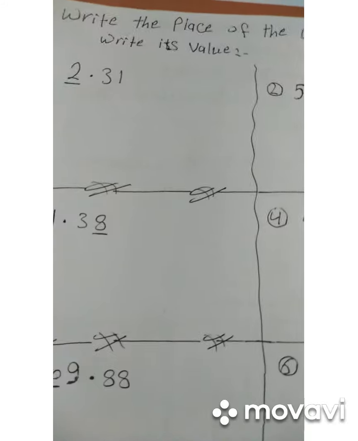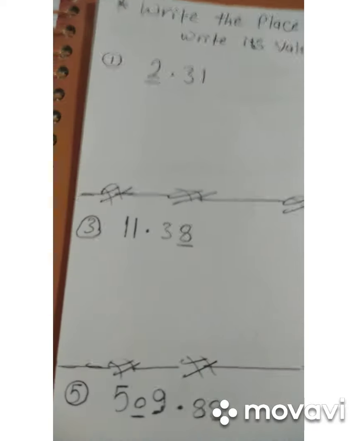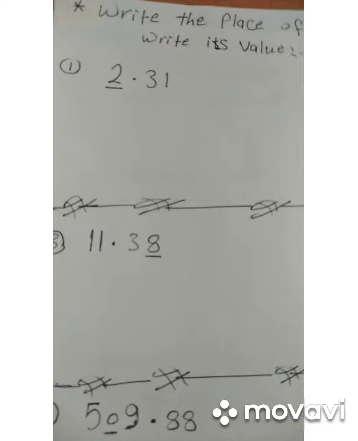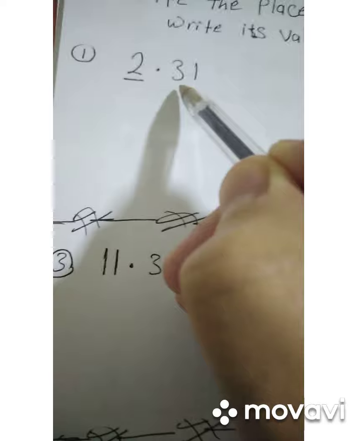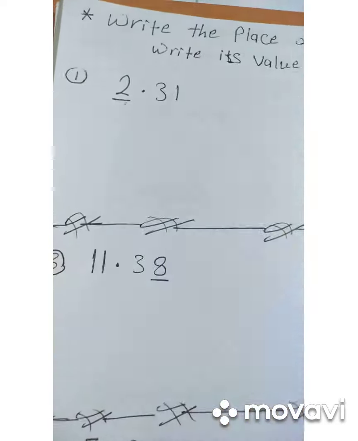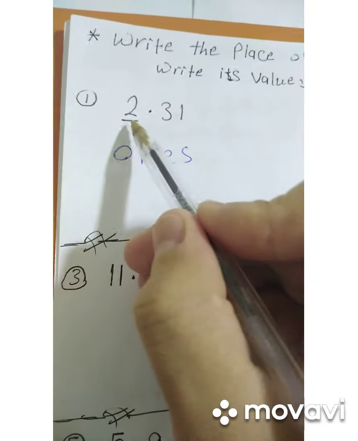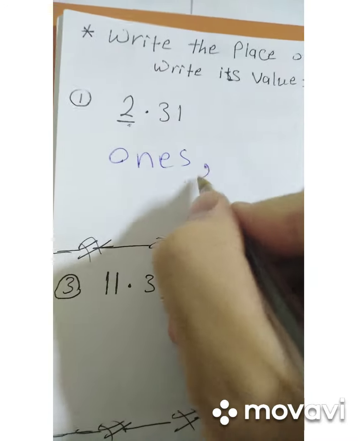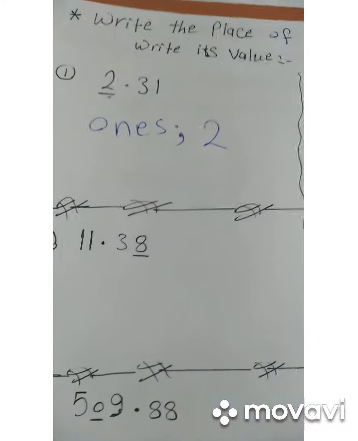Now guys, let's solve the first example in our lesson. Write the place of the underlined digit, then write its value. Number 1: 2 and 31 hundredths. The underlined digit is 2. What is the name of this place? It is ones. What is the value of this place? 2 in ones equals 2.